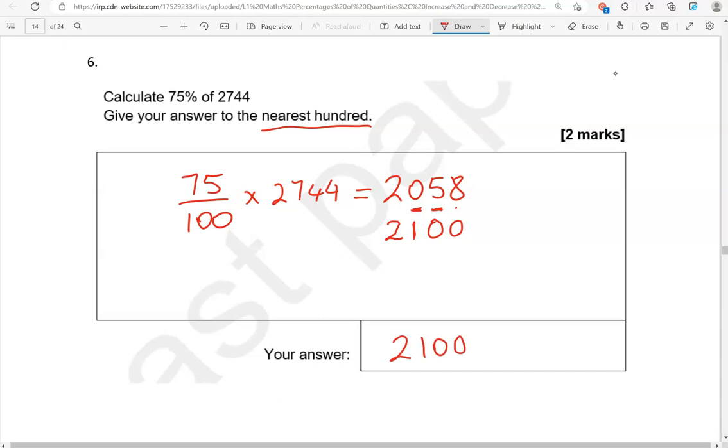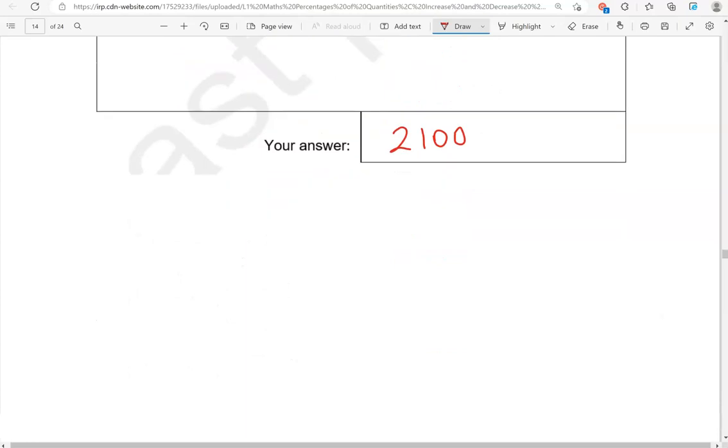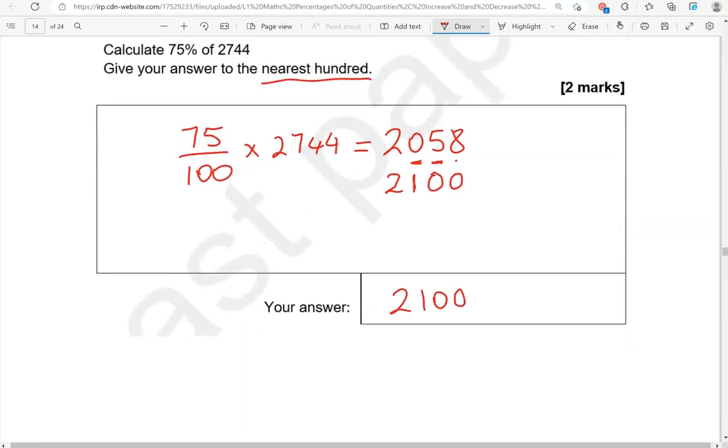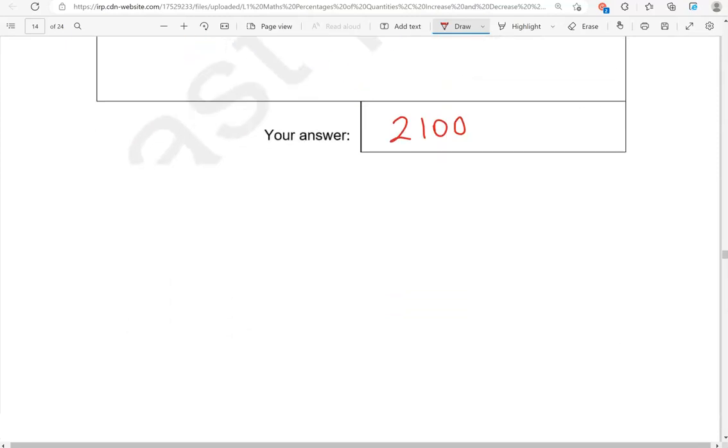As it is 2,058, this is closer to 2,100. And there is no pound sign or anything, any other unit. So we just write 2,100.